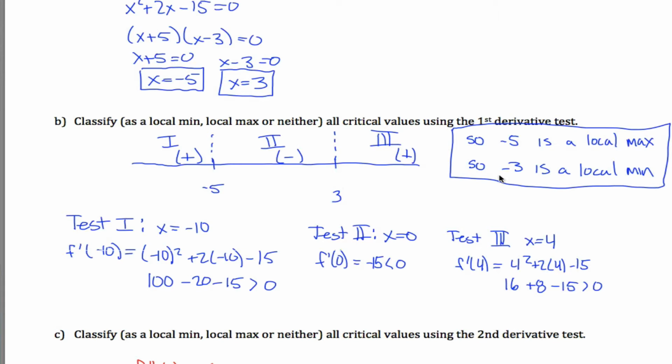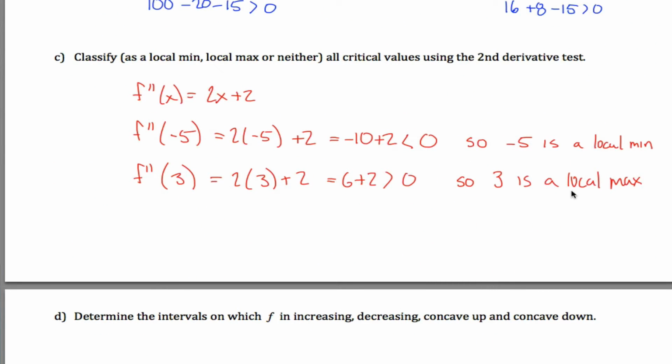-5 is a local min. Whoops, this was supposed to be +3 here. +3 is a local max. -5 is a local min. +3 is a local max. Awesome. Got the same answers. That's a good thing.